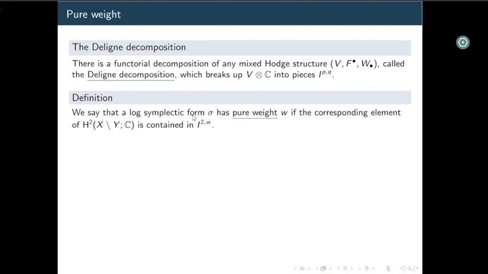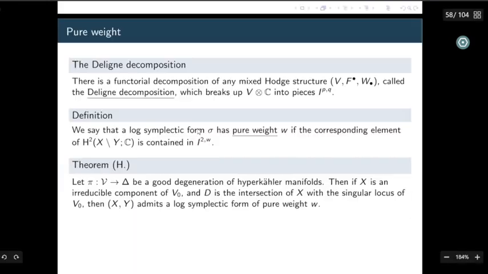So a priori, this class, the class of sigma, lives inside of the direct sum of three of these I2, the direct sum of I20, I21, and I22. So saying that this has pure weight means that not only is it in the direct sum, but it's actually in one specific piece here. So that's this sort of purity condition: instead of splitting as a bunch of things, it is in exactly one thing. Okay, so this is our basic definition.